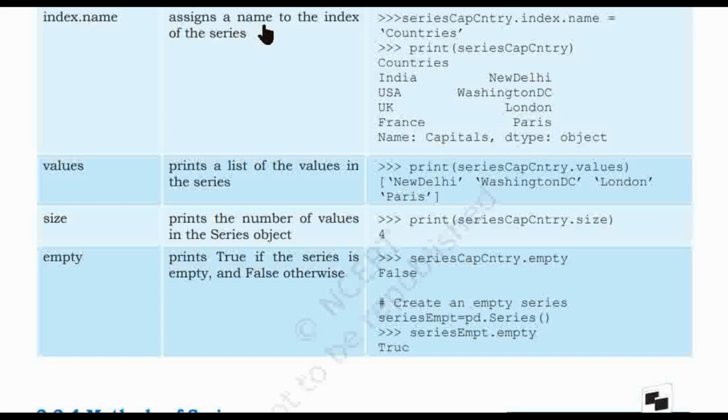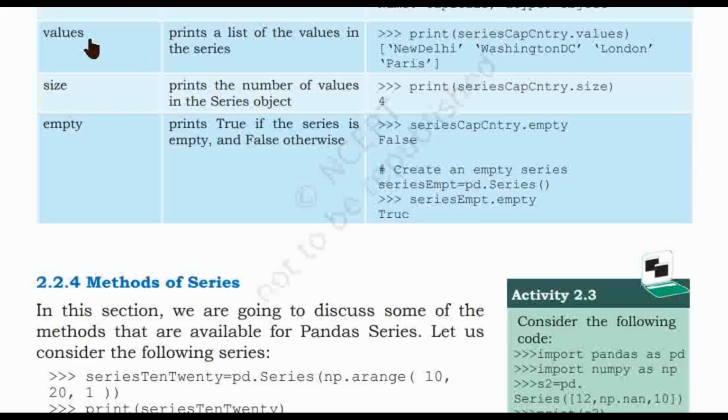index.name assigns a name to the index of the series. seriesCapCountry.index.name = 'Countries'. Print seriesCapCountry: Countries India, New Delhi; USA, Washington; UK, London; France, Paris. Name: Capitals. Dtype object. values prints a list of the values in the series. Print seriesCapCountry.values: New Delhi, Washington, London, Paris.